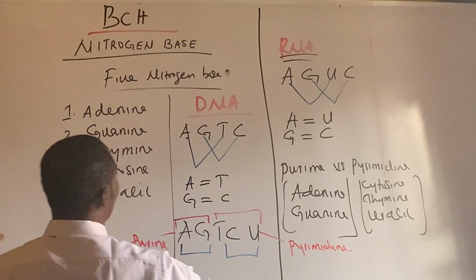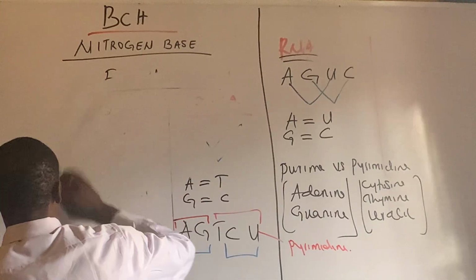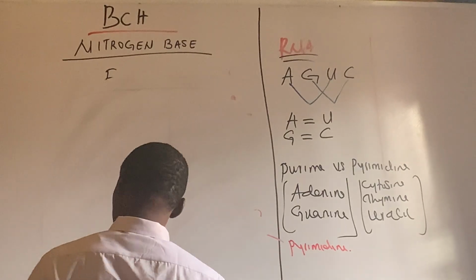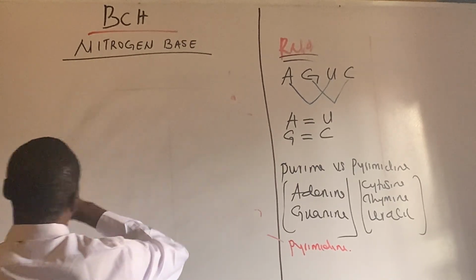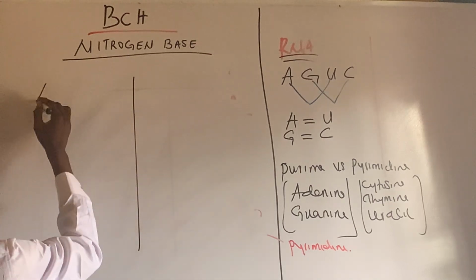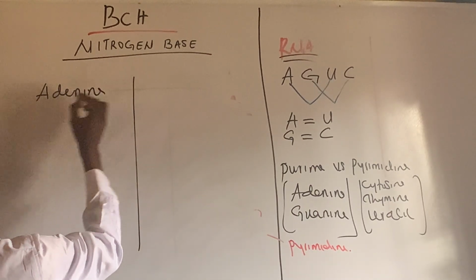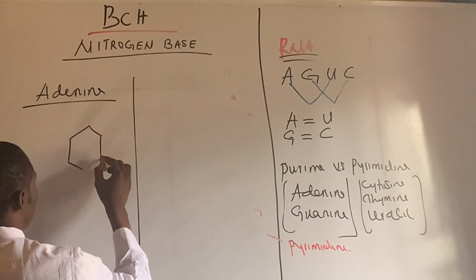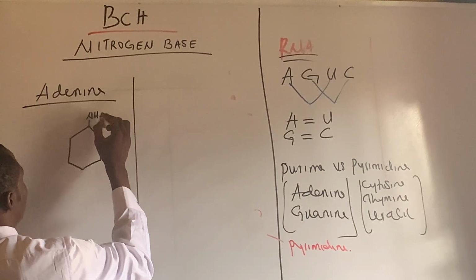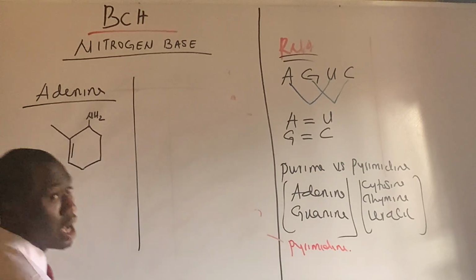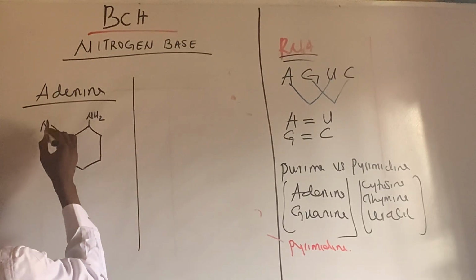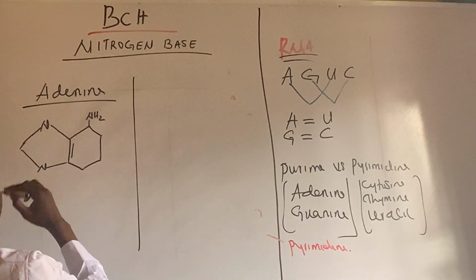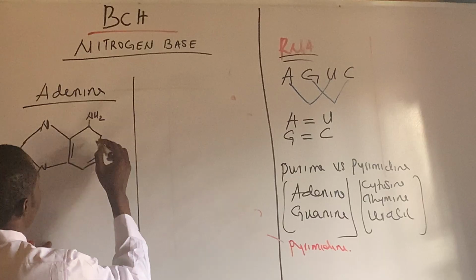The next thing is to draw the structures of all those bases. What does the structure of the adenine look like? For the adenine, the structure looks like this. Something like this, with an amine, with a double bond. I hope you're following. And something like this, and then like this. Double bond here, and double bond here.